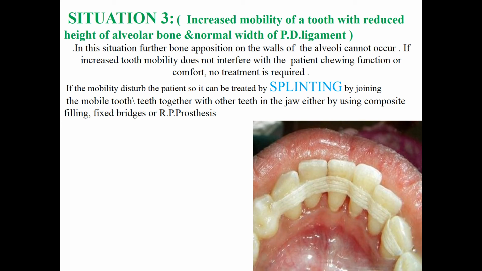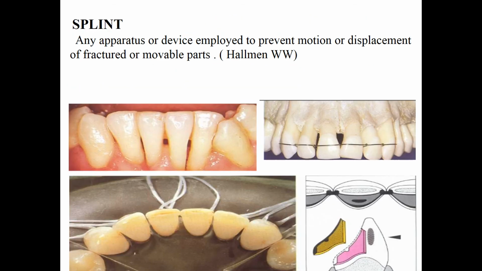There are many types of splints, and this condition can be treated by joining the mobile teeth together using many methods like composite filling, fixed bridges, or the removable partial prosthesis. And the splint is a device that prevents motion or displacement of the mobile parts.